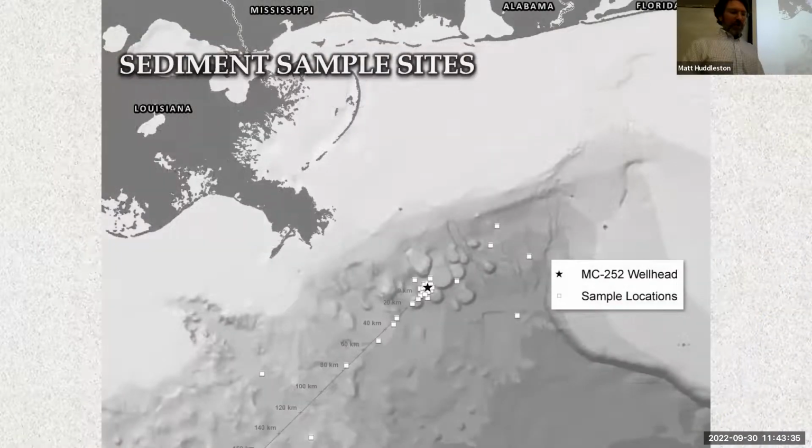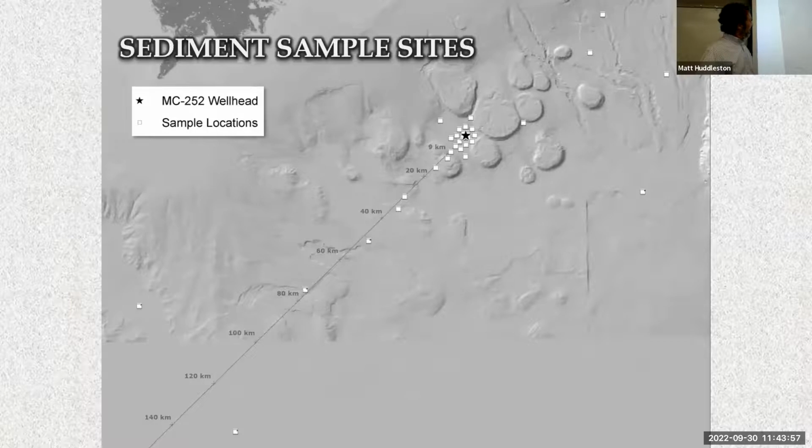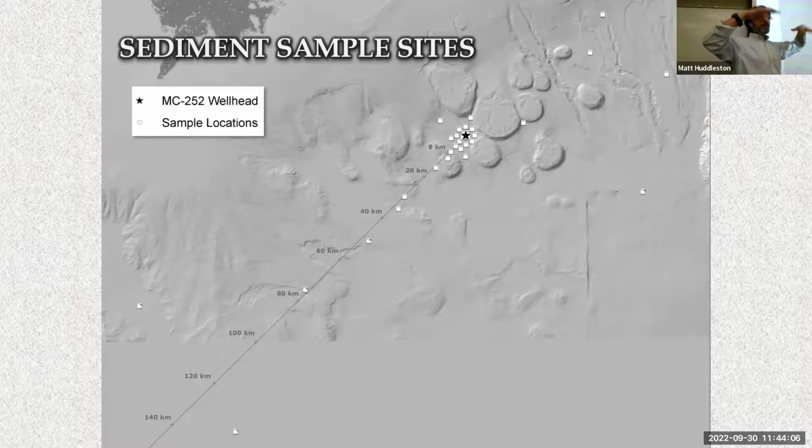So here's how that looked. So here we are, Gulf of Mexico. The black star there is the wellhead. The white boxes represent the sampling locations. They ranged out to 140 or so kilometers, but mainly clustered around the wellhead. So I'll zoom in a little bit there. As I said, clustered around the wellhead. These blobs and things you see, that's not oil. Those are geologic features on the Gulf floor.